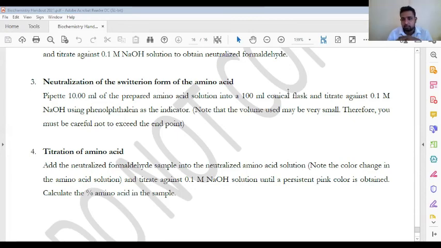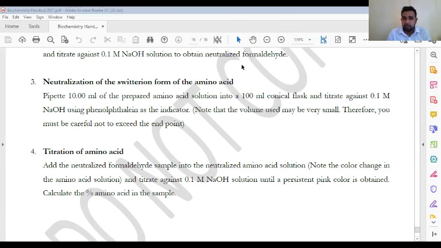I have seen in your theory notes that zwitterions are mentioned. It is an ion that can act as both acid and base in solution, having both acidic and basic properties. That's why we call an amino acid amphoteric. We say that amino acids have amphoteric properties. And what exactly is a zwitterion?